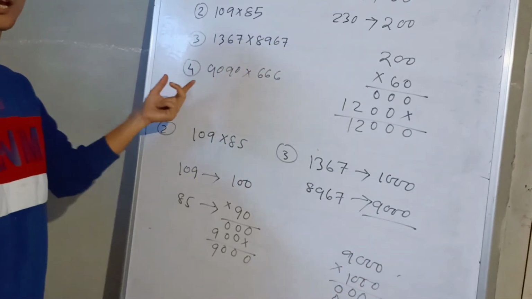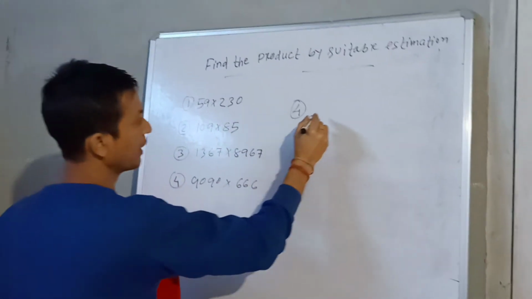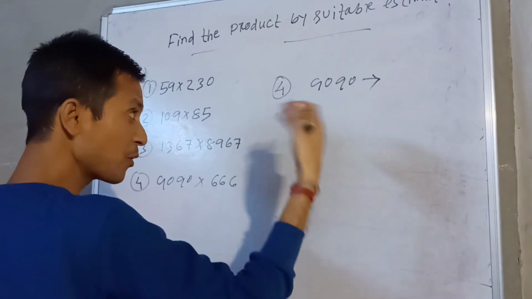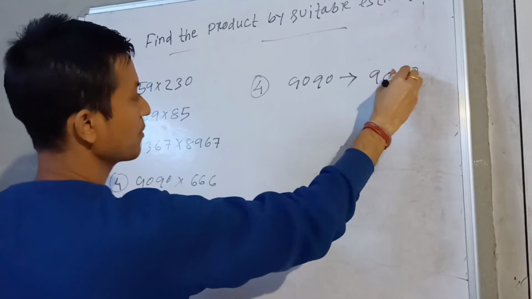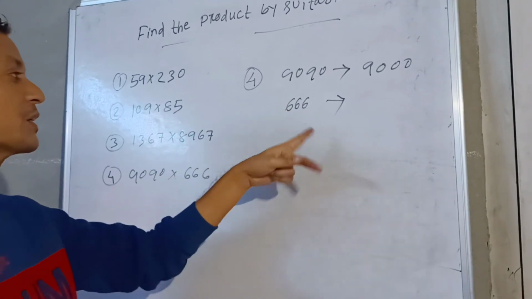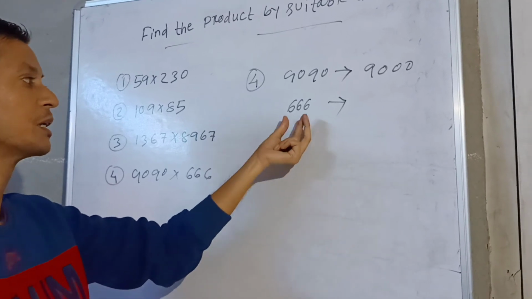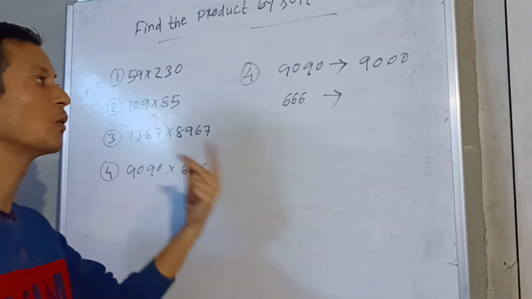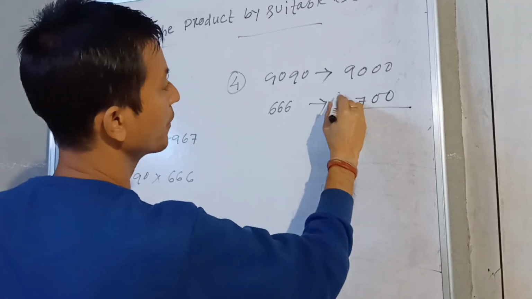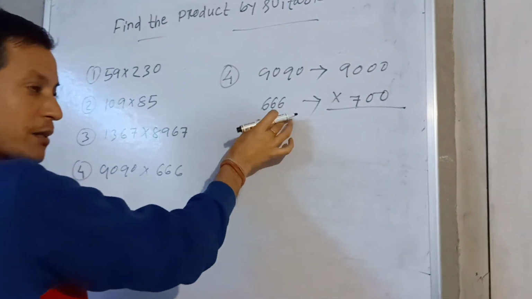Again, the last one, number 4. 9090, the nearest 1000, that means rounded to the nearest 1000, is 9000. Now 666, a 3 digit number, so the nearest 100. 600 or 700, don't be confused. 666 is closest to 700. Here a 4 digit number, that's why 1000. Here a 3 digit number, that's why 100.